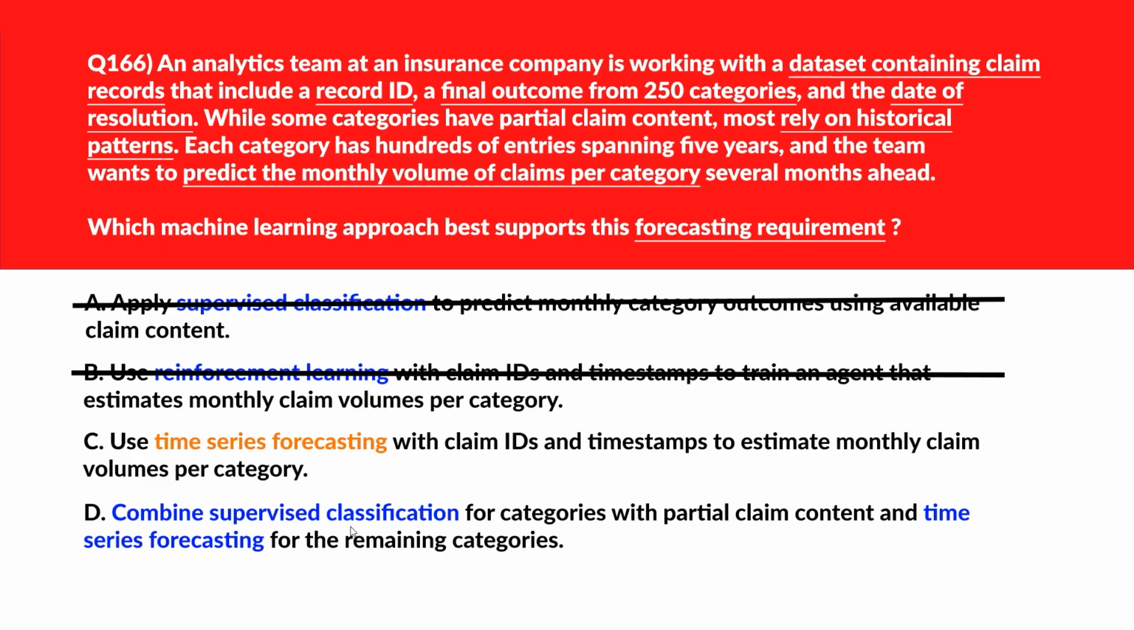D says combine supervised classification for categories with partial claim content and time series forecasting for the remaining categories. Hybrid classification and forecasting adds unnecessary complexity without improving accuracy for volume prediction. We'll eliminate it. We'll lock option C as the right answer.